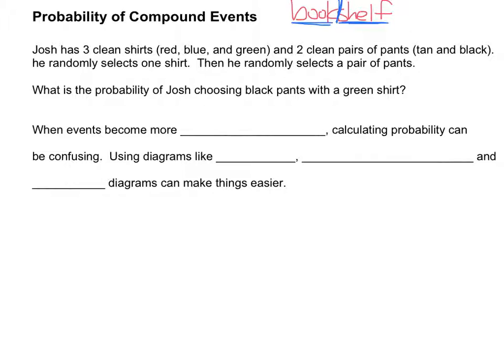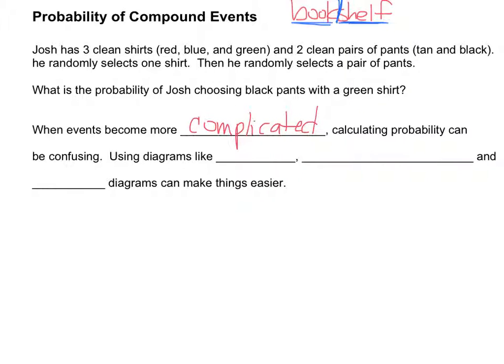So Josh has 3 clean shirts that happen to be red, blue, and green, and 2 pairs of pants, tan and black. And he randomly selects one shirt to wear, and he randomly selects a pair of pants to wear. What is the probability of Josh choosing black pants and a green shirt? A lot of kids will look at me with kind of blank stares at this point. What do I do? Well, when events become more complicated, calculating probability can be confusing.